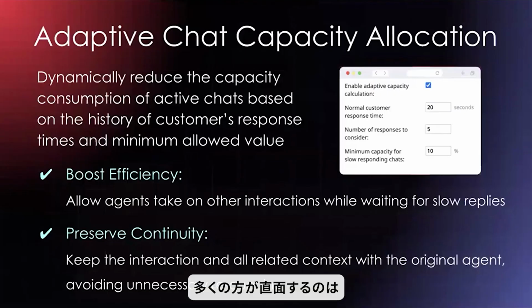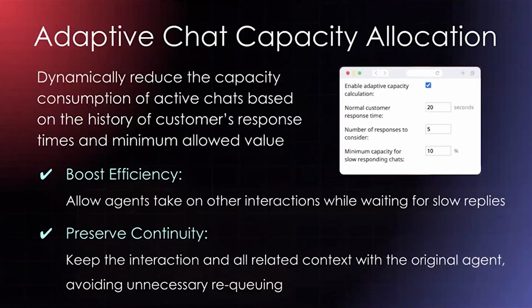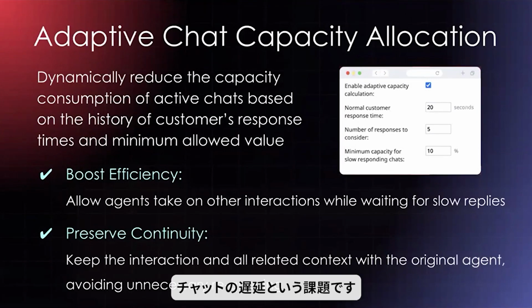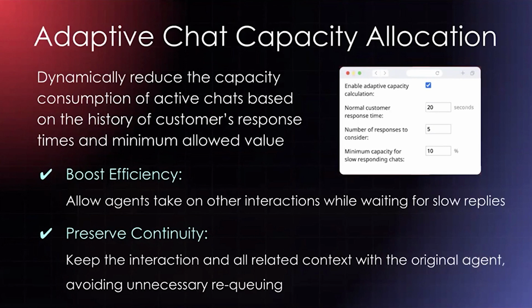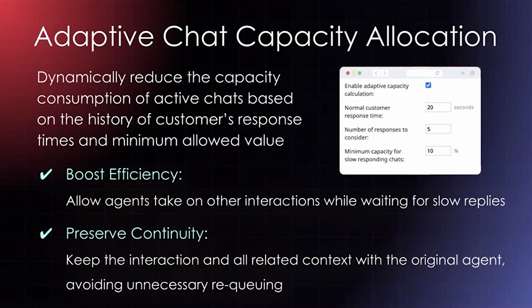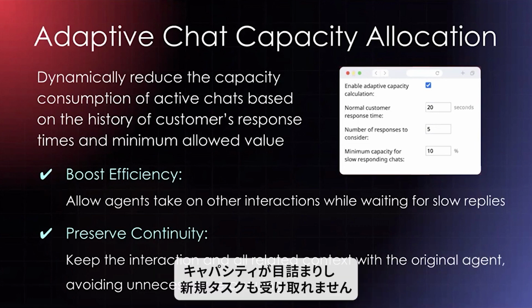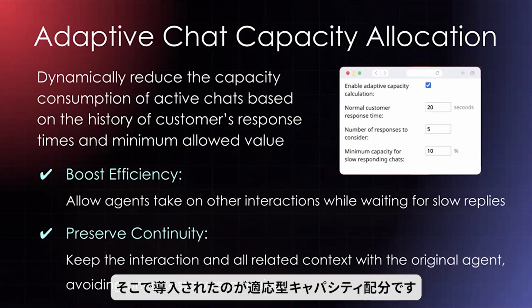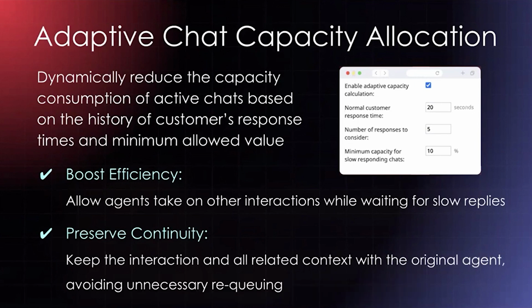And we're going to start by talking about a challenge that most of us are familiar with: chat latency. It's no secret that customers often pause to type or get distracted during chat interactions, which leaves your agents hanging, clogging up their capacity and preventing them from receiving new work as a result. That's why we've introduced adaptive capacity allocation that provides a smarter way to handle this type of situations. So how does it work?